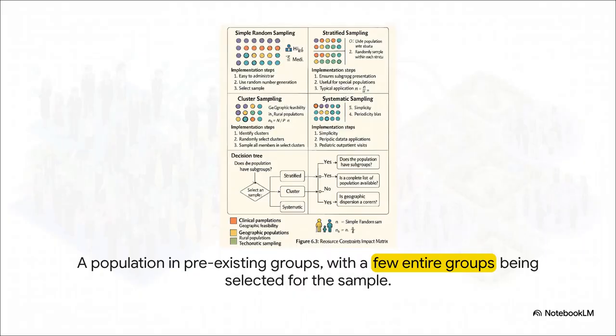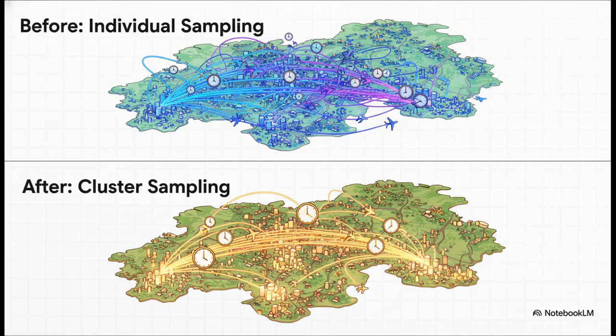Yeah, this diagram might look a little busy, but the idea is actually super simple. The population is already in these naturally mixed groups, right? The researcher just closes their eyes, points at a few of those groups and says, you, and you. Everyone inside those chosen circles gets surveyed. Everyone else? They're not in the study at all. It's all or nothing. So why on earth would you do this?